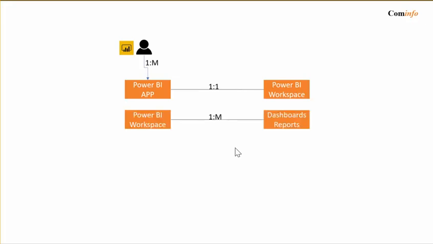Now, within the workspace, we have reports, dashboards, data sets, and so on and so forth. But the relationship between Power BI workspace and reports and dashboards is one-to-many. So in one workspace, we can have many reports, many dashboards. Now, the relationship between dashboard and report is also one-to-many. So we can create a dashboard which is accessing multiple reports or visuals from multiple reports. So the relationship is one-to-many.